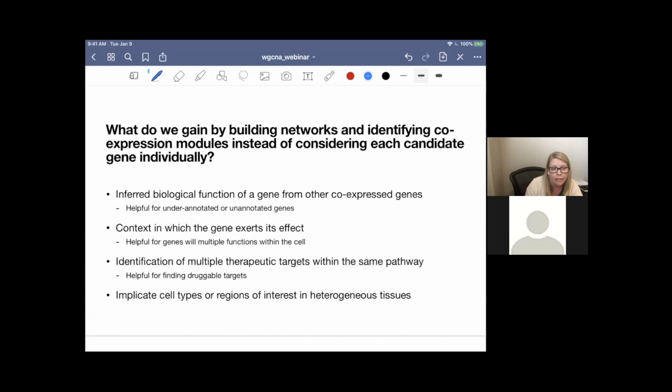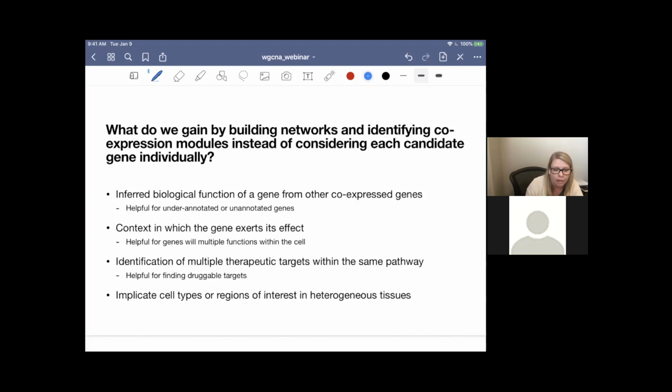So we can get inferred biological function, a guilt by association type approach, of a gene that's under-annotated based on other genes that are co-expressed with that gene. We can get the context in which the gene exerts its effect, too, by looking at genes within the network that have similar functions. So if we have a gene that's doing a lot in any cell and can take on many different roles, we can start narrowing down on the functionally relevant role by looking at what other pathways the genes that are highly associated are with.